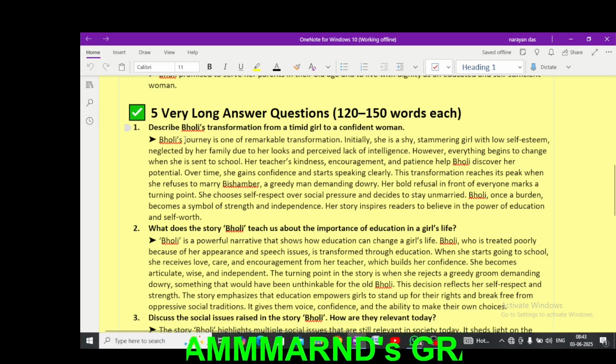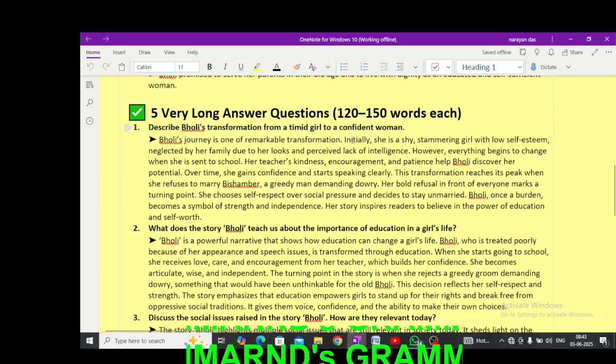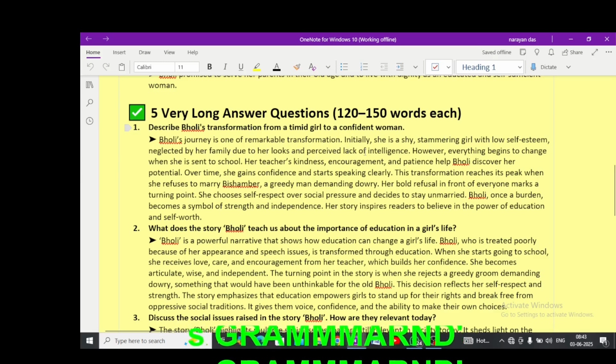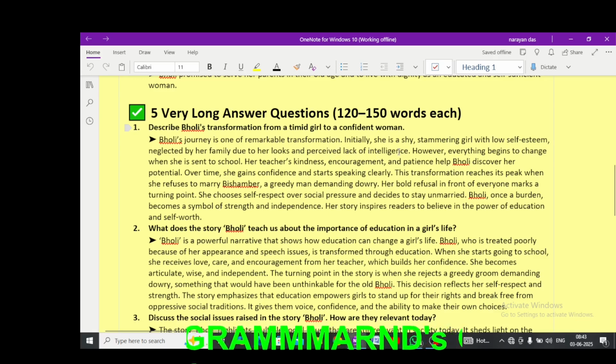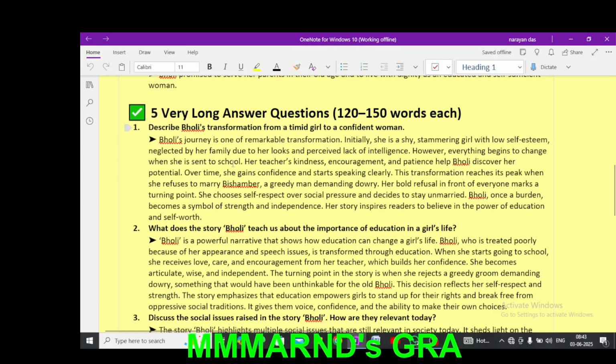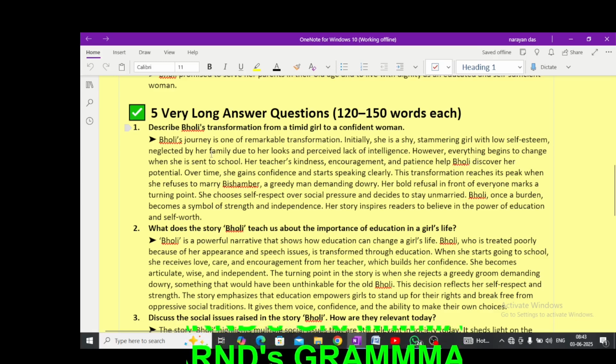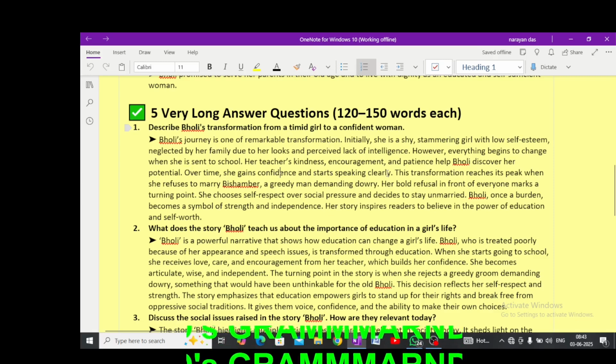Answer: Bholi's journey is one of remarkable reformation. Initially, she is a shy, stammering girl with low self-esteem, neglected by her family due to her looks and perceived lack of intelligence. However, everything begins to change when she is sent to school. Her teacher's kindness, encouragement, and patience help Bholi to discover her potential. Over time, she gains confidence and starts speaking clearly.